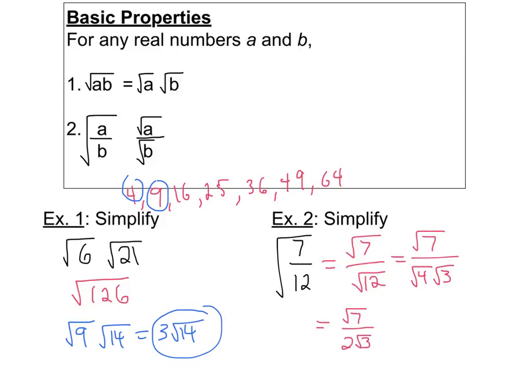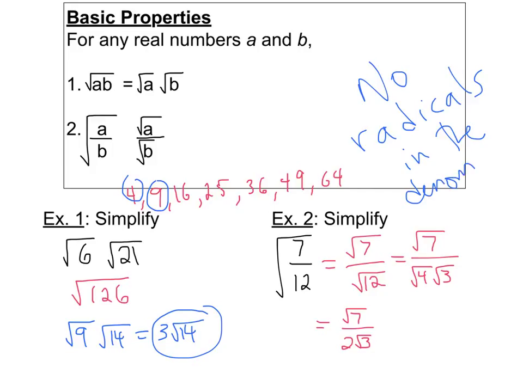Now, you might think you're done here. There are no other perfect square factors. However, there's a rule in algebra simplification that you're not allowed to have a denominator that contains a radical. So I'll just write that big up here. No radicals in the denominator.